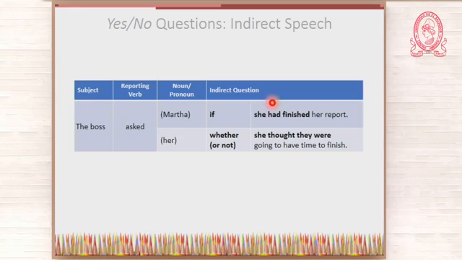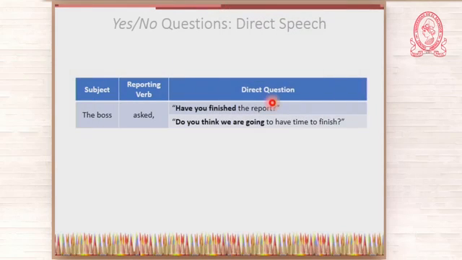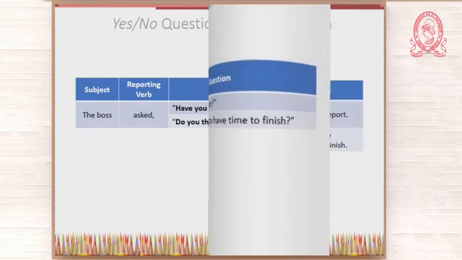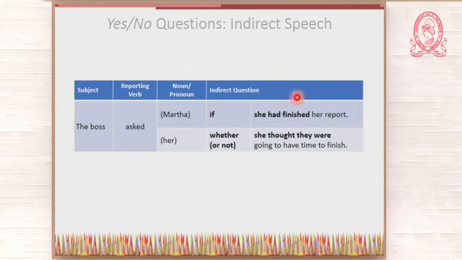Remember the question that we had? Let us remember. Have you finished the report? What tense is it? This is the present perfect. Have you finished? Have finished. So you change, when you have indirect speech, you change from present perfect to past perfect. And that is something that you have to memorize. You have to internalize. Okay, so remember always to pay attention to how the tenses of verbs change.